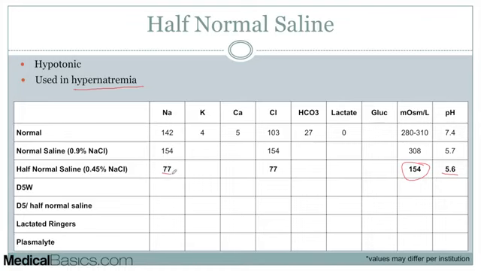It's a much more complicated picture of why we choose the different types of fluids for each of the different diseases, but I at least want to give you a general approach to make sense of why we are able to use half normal saline for something like hypernatremia.